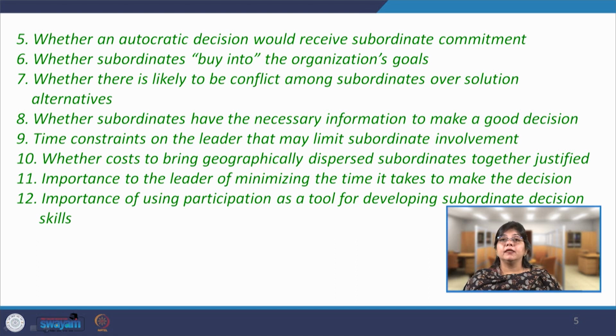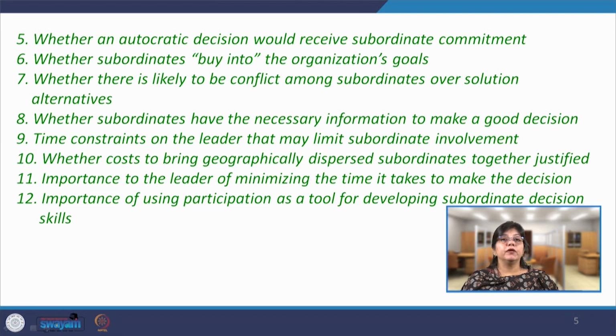Whether there is likely to be conflict among subordinates over solution alternatives. Maybe in any particular situation the leader can take this decision, but maybe the subordinates will come up with a better or maybe less better alternative, and there can be a conflict of interest over which solution to be adopted.